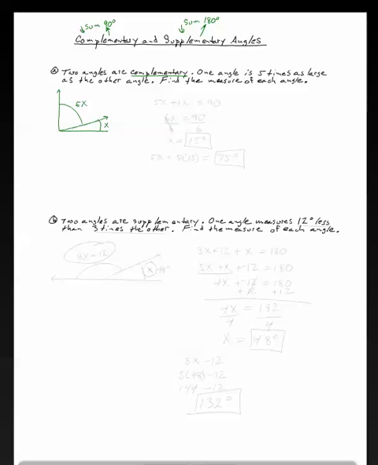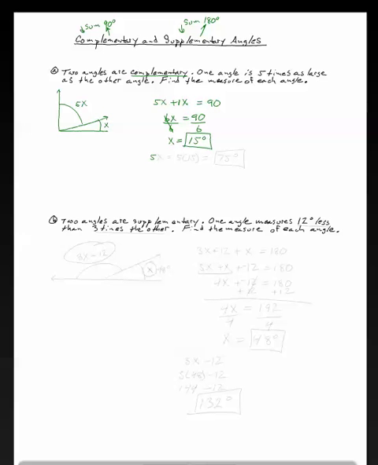Well, we do know that they're complementary, so their sum is 90 degrees. So 5x plus x, that's the larger angle plus the smaller angle, equals 90 degrees. These are like terms, so 5x plus x really means 5x plus 1x, which is 6x, equals 90 degrees. To get rid of that multiplication of 6, we just divide by 6 on both sides. The 6's cancel and we get x equals, and then 90 divided by 6 is 15. So that's 15 degrees for the smaller angle.